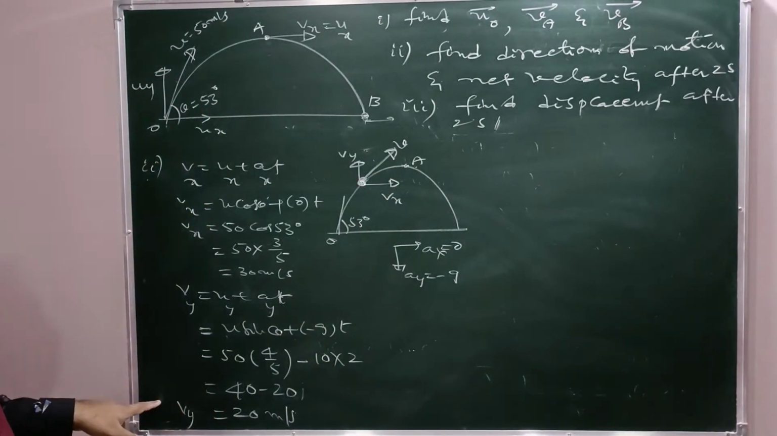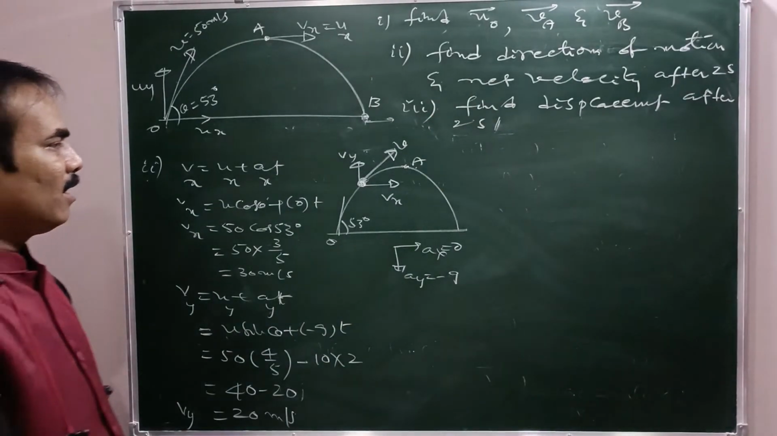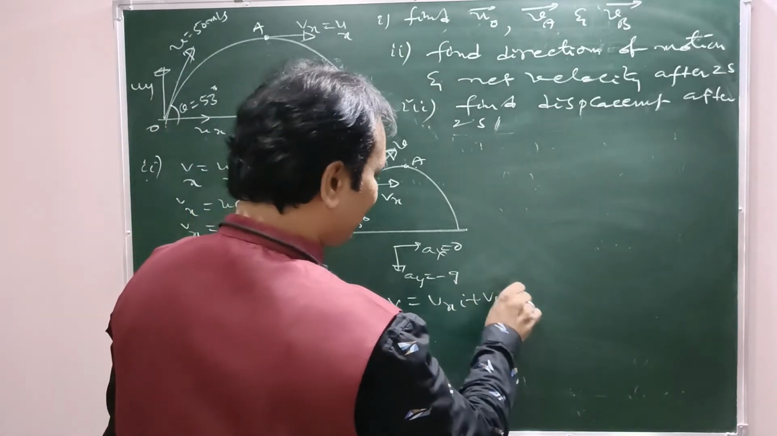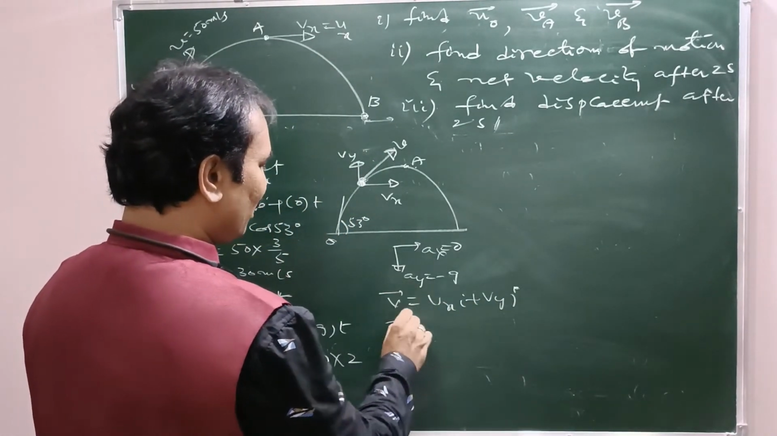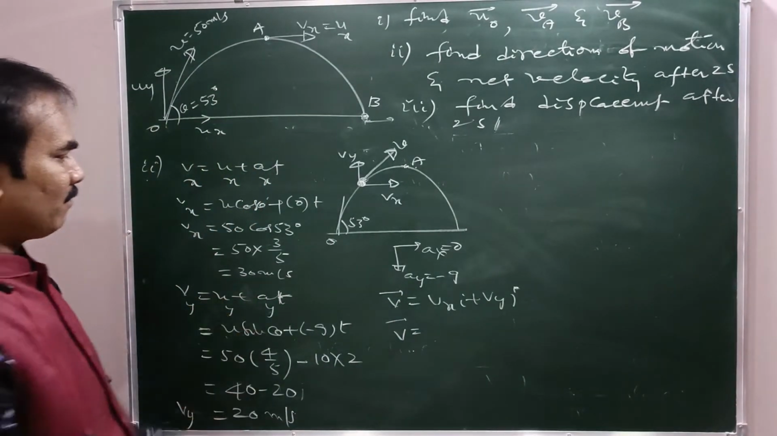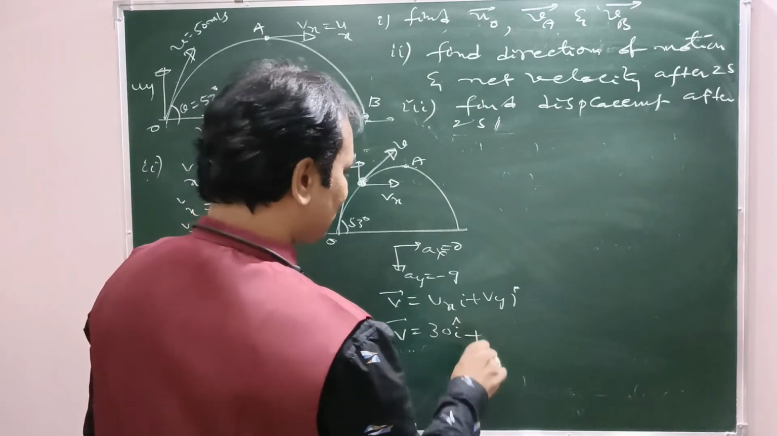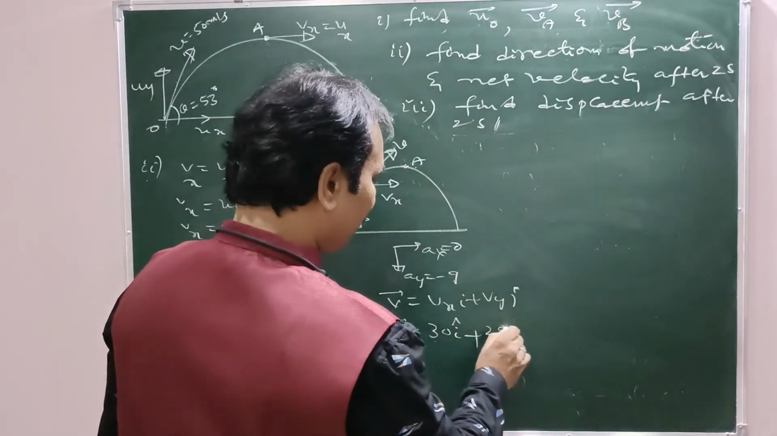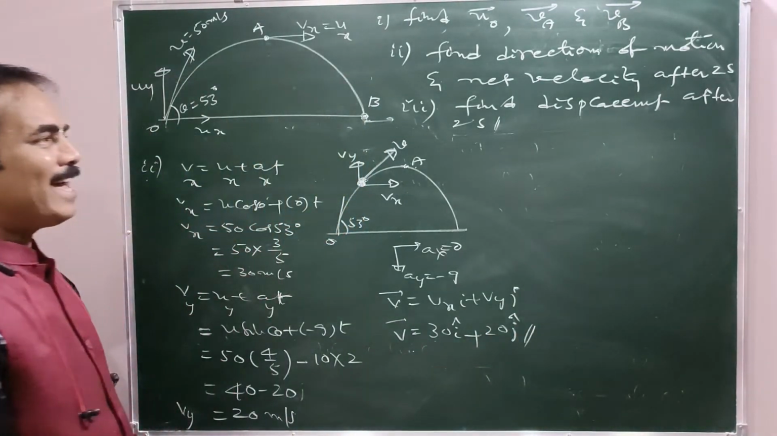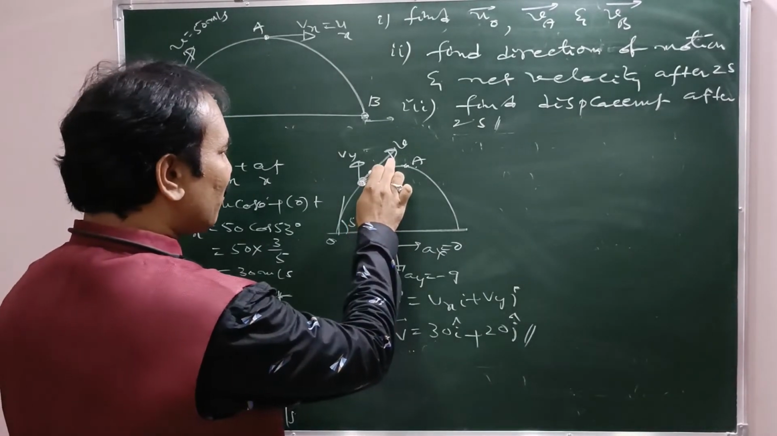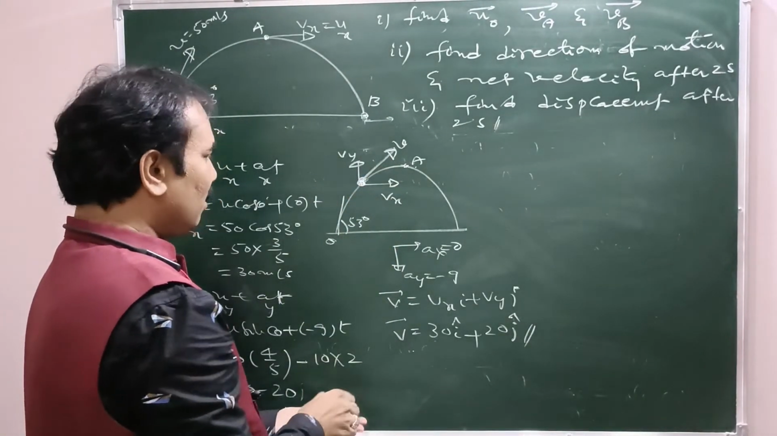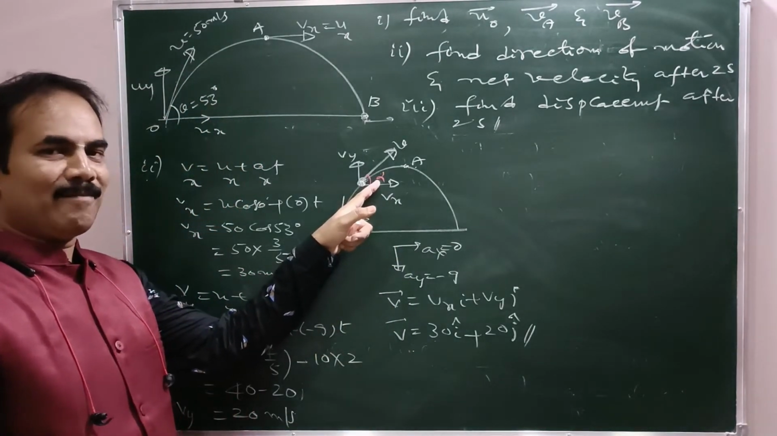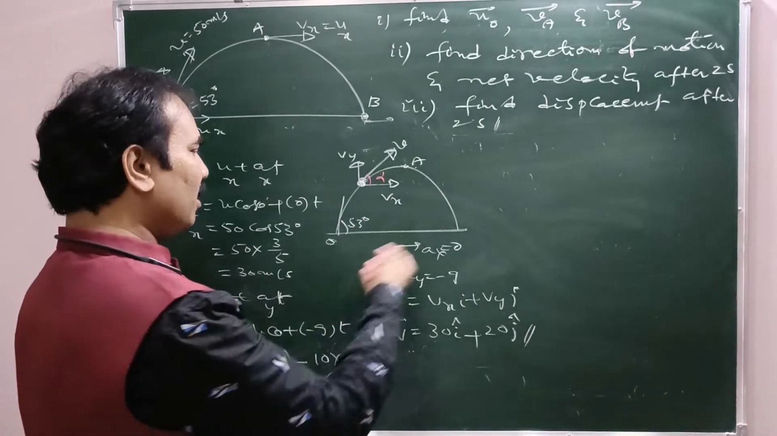So we have Vx, Vy. Now what is the net velocity? Net velocity means V equal to Vx into I plus Vy into J. That is the net velocity. V bar equal to Vx, which is 30, 30I plus Vy, which is 20. As it is positive sign, take positive, that is 20J. How to find the direction of motion? Suppose the net or instantaneous velocity makes some angle alpha with the horizontal. Now take tan alpha and make alpha the subject. That's the direction, above the horizontal.